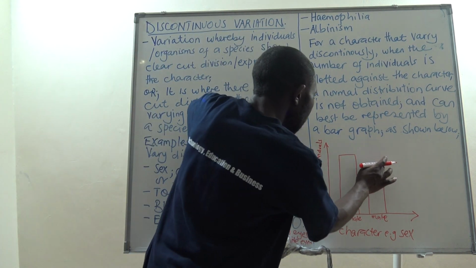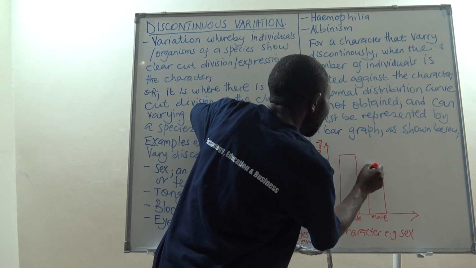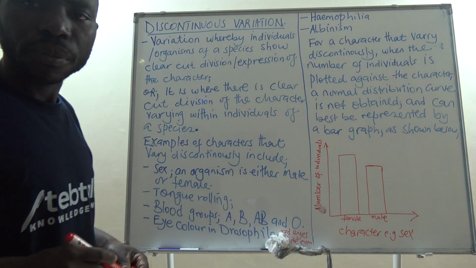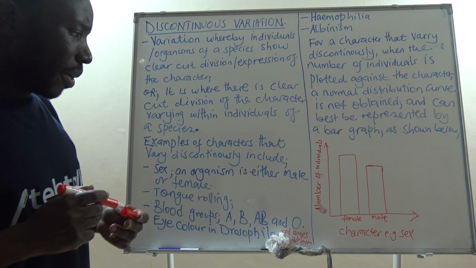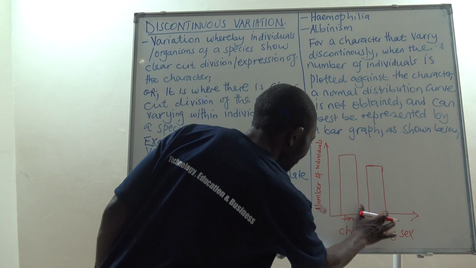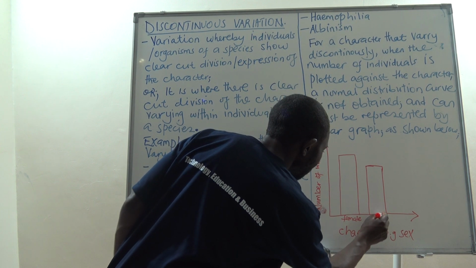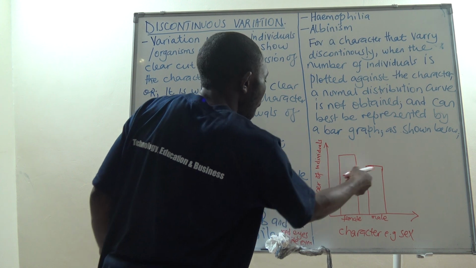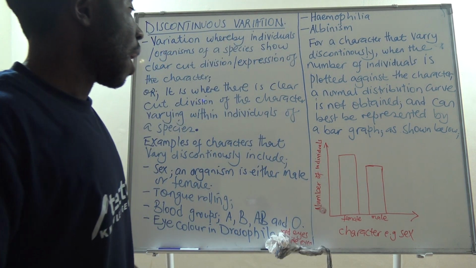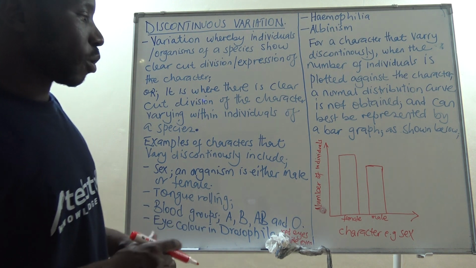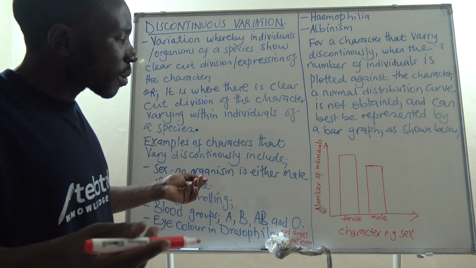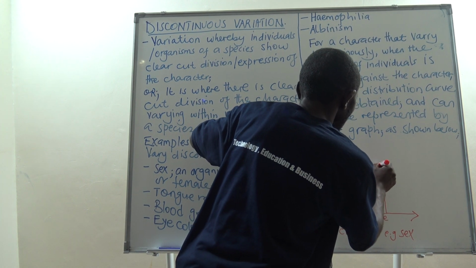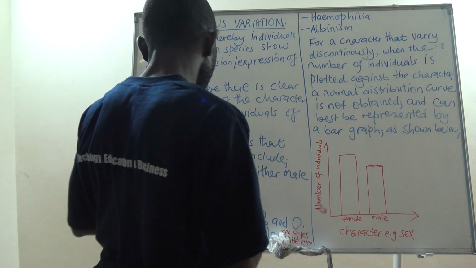So this shows that the character is discontinuous. There is a limit. These are male individuals within the population, like in human beings. Then these are females. My graph shows that the females are more than the males. In another case, the males can be more than the females. So now, that is what happens.